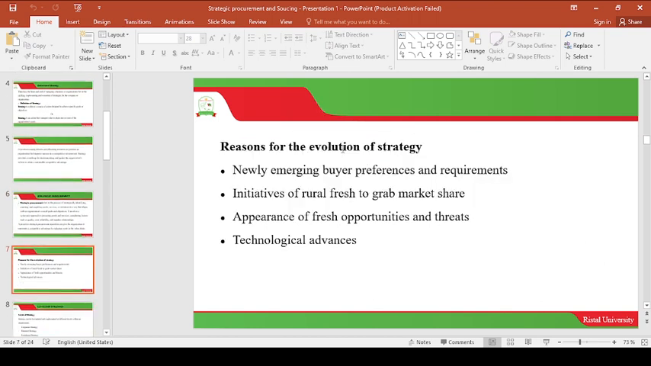So, what are the reasons for the evolution of strategy? One is newly emerging buyers' preference and requirements. So, organizations need to be flexible and meet the changing tastes and preferences and all requirements of the buyers. So initiatives also of rivals to grab market share. Due to a lot of competitors in the market, new organizations or companies need to come up with strategies which can make them grab some of the market.